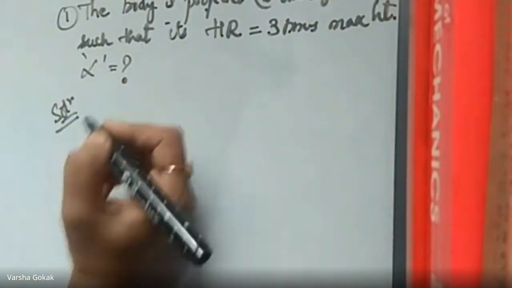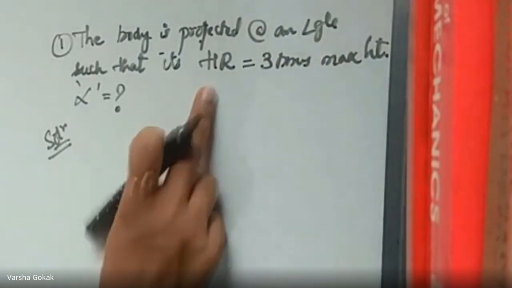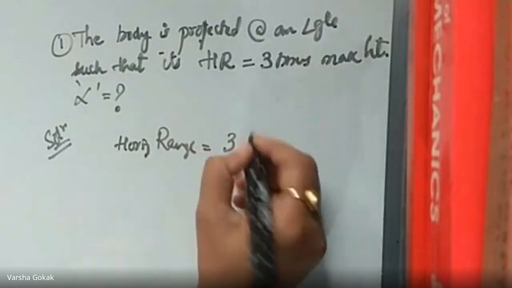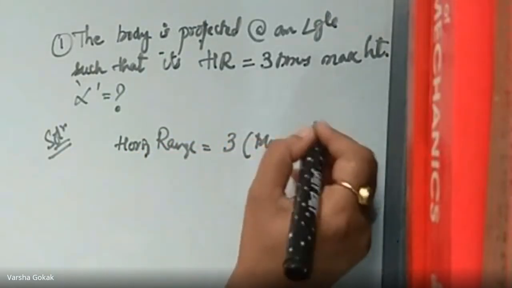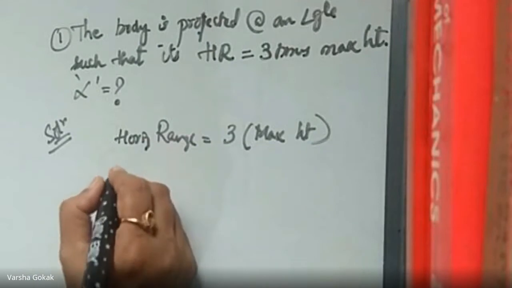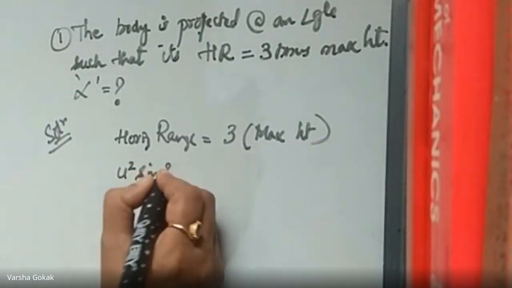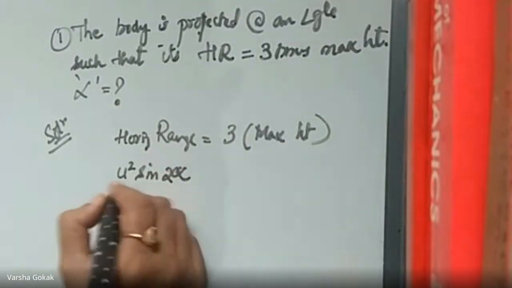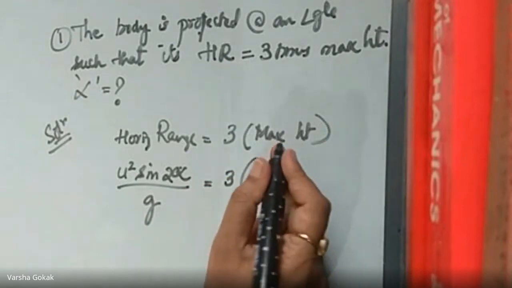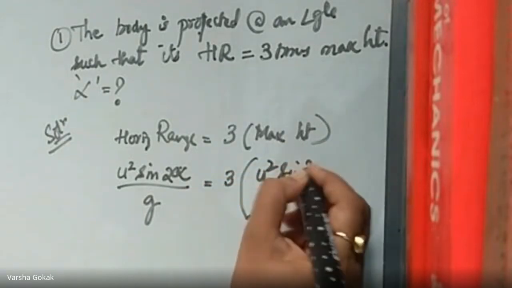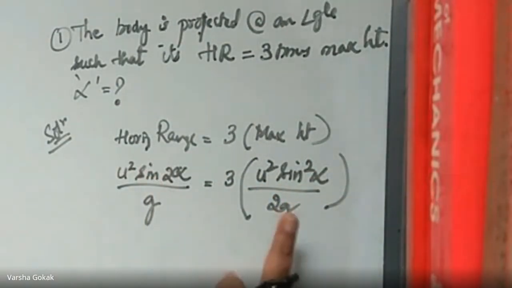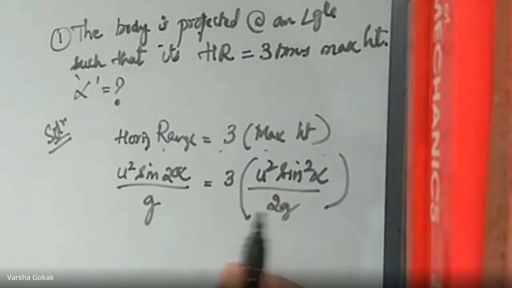Okay, solution. How do we start? The condition is given here: the horizontal range is equal to 3 times the maximum height. We know the formula. What is the horizontal range formula? Just now we have done. That is u square sine 2 alpha divided by g is your horizontal range, is 3 times the maximum height. Height was what? It is u square sine square alpha divided by 2g. Simply write their formulas.